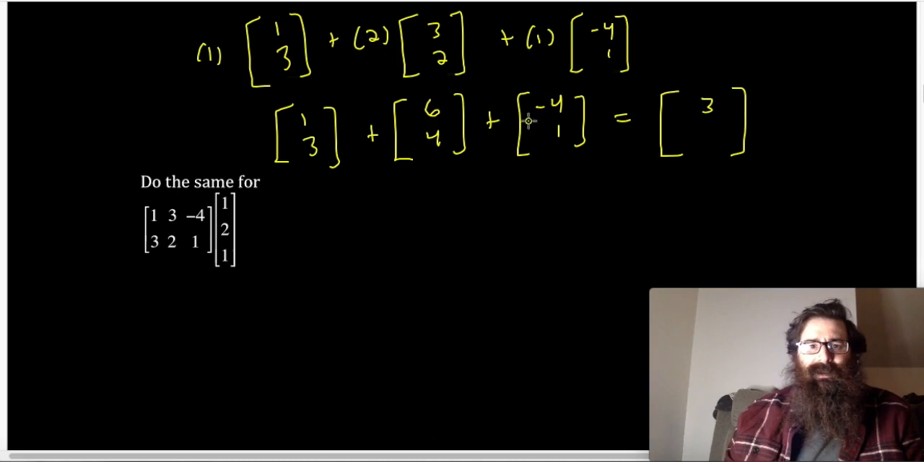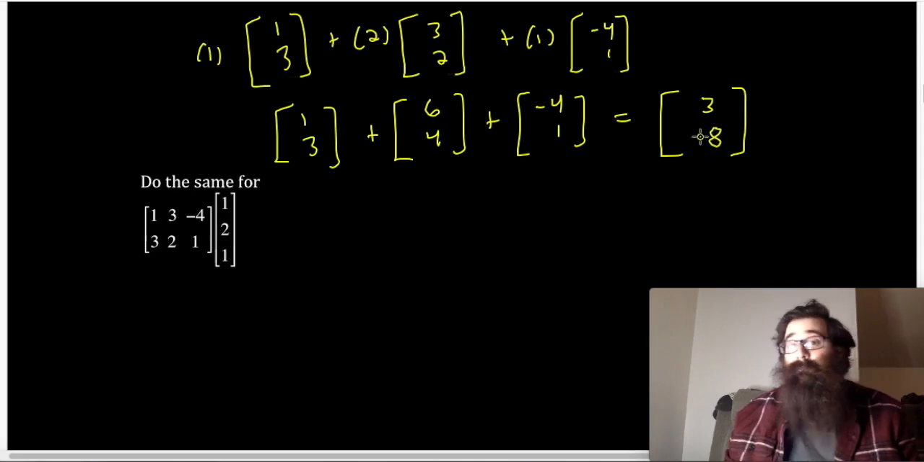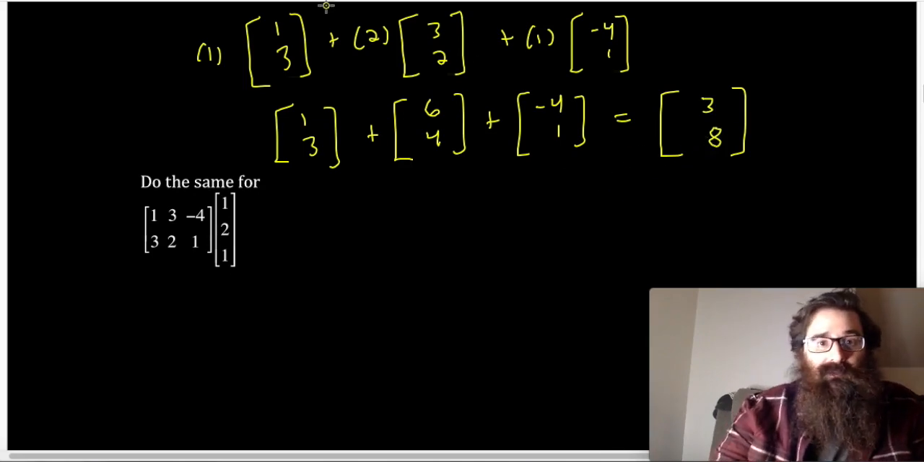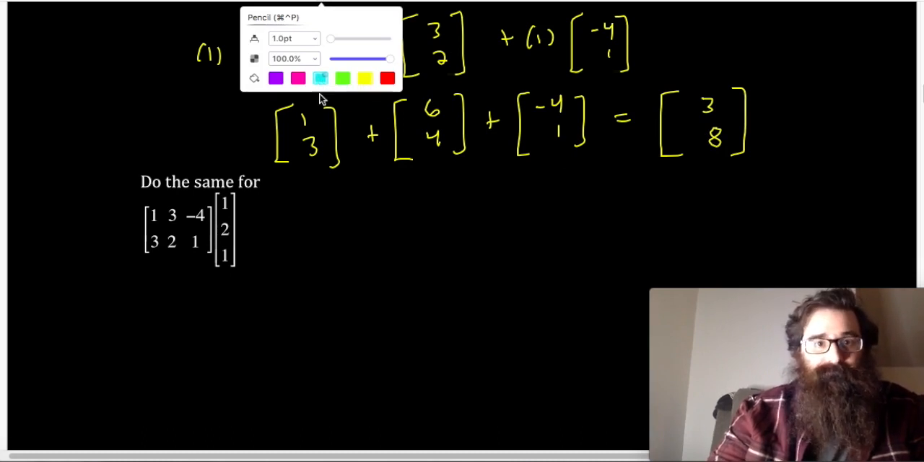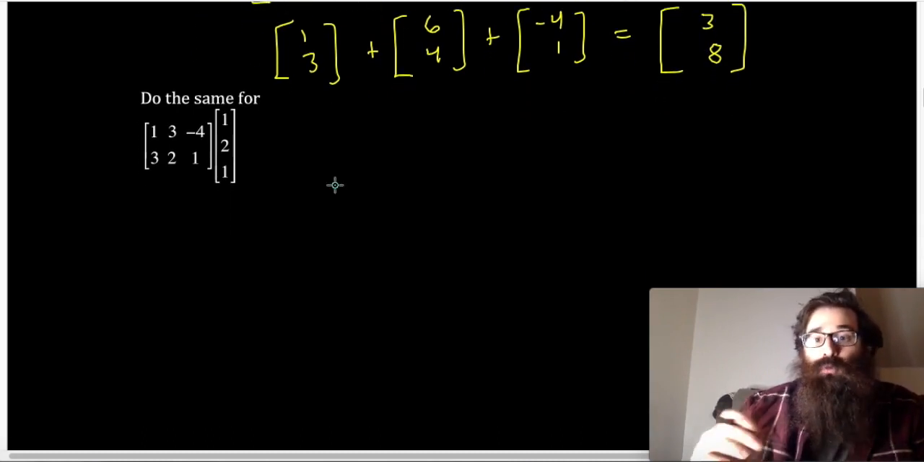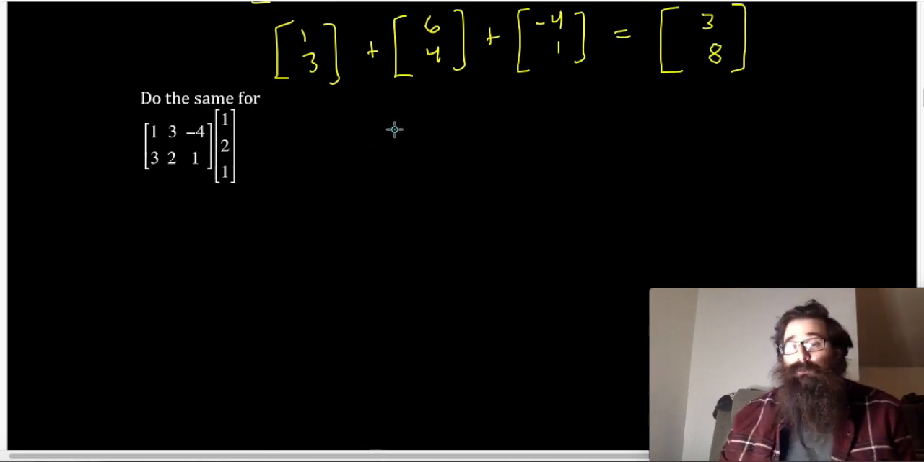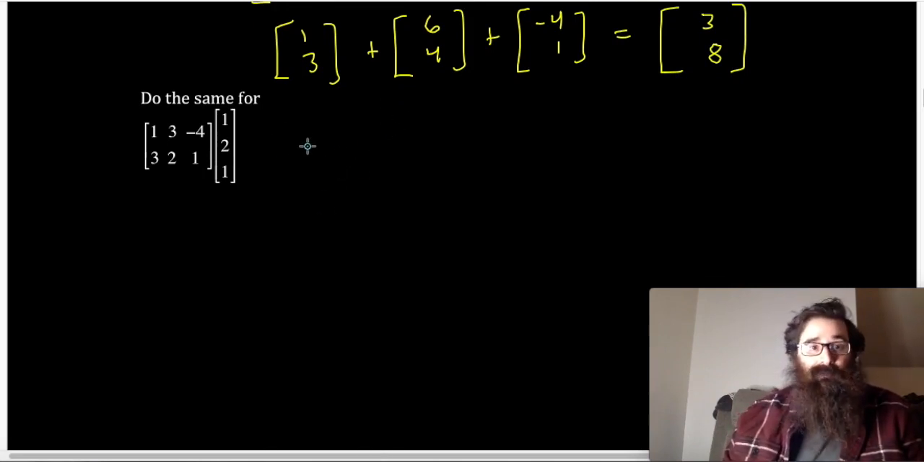You can go left to right, or I kind of jumped around. And then here I have 3 and 4 and 1. So I'd say, okay, 3 and 1 is 4, and 4 gives me 8. So I get the vector 3, 8. But there's another way that I can do this. There is another. And that's where I want to use this row vector rule, which eventually we're going to come to know as the row column rule when we start talking about matrices being multiplied.